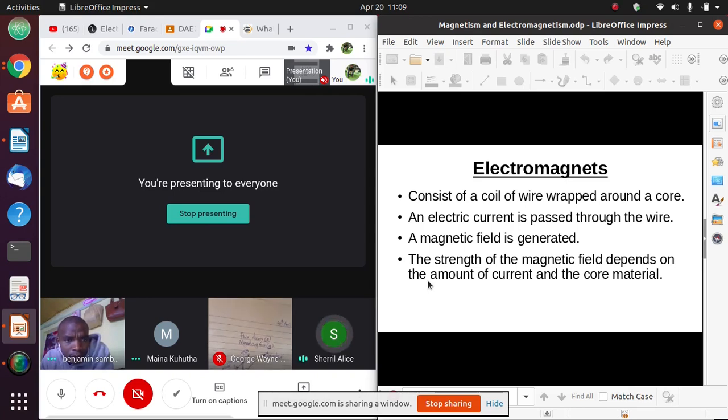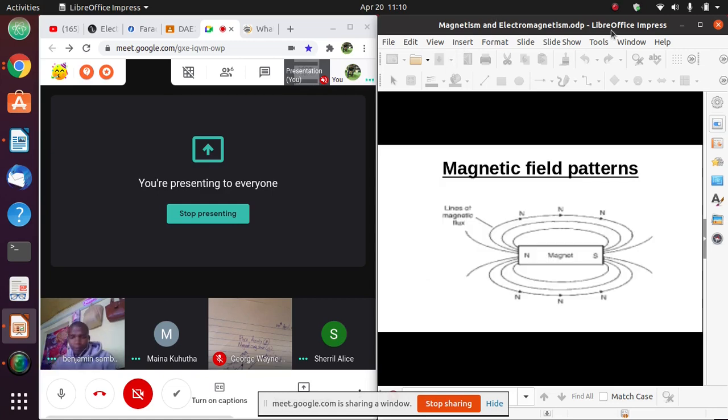I'm sure we've seen this in experiments in primary and high school. We would take a nail, tie a copper wire around the nail, and connect that copper wire to a battery. That becomes an electromagnet. So those are the three types of magnets. We have a permanent magnet, we have a temporary magnet, and we have an electromagnet.